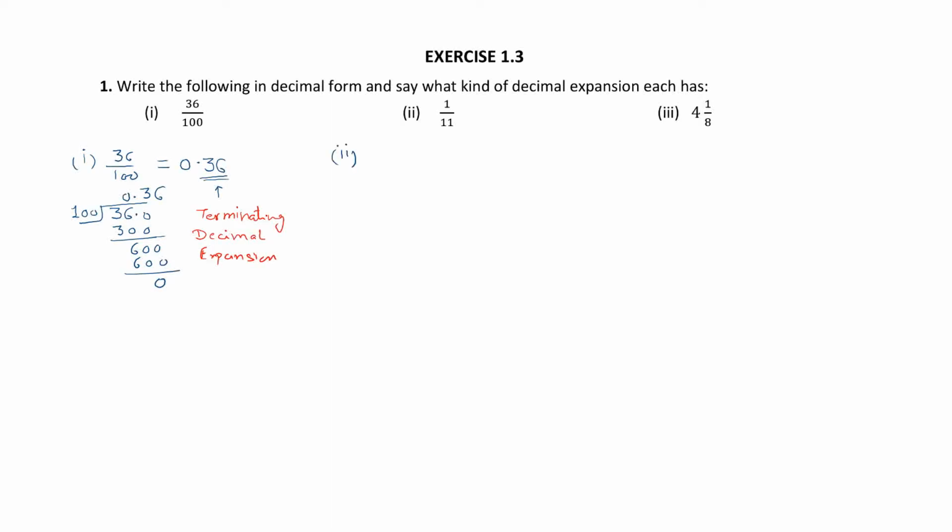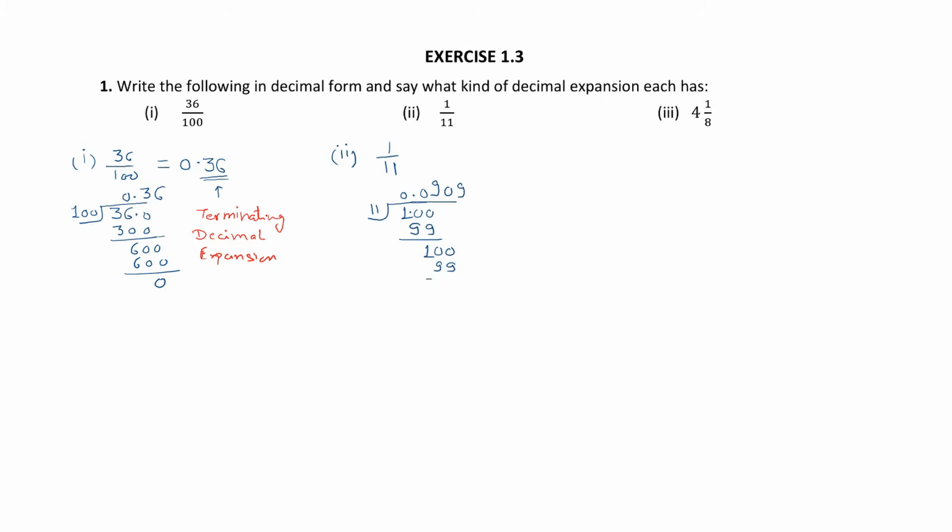So let's solve the second. 1 by 11. So we will convert it into decimal form first. So what will we do? Let's divide 1 by 11. So 0 point, again 0. 11 times 9 is 99. So the remainder is 1, right? Again 0, and 11 times 9 is 99.